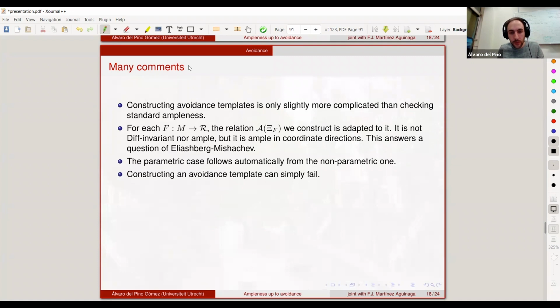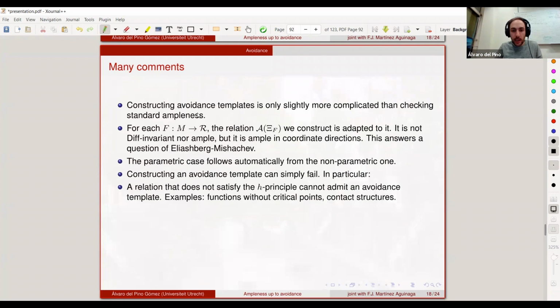Okay, kind of obvious comment as well is that you're running this argument, and at some point you may just fail. That would mean that you've tried to check ampleness and ampleness fails. Examples, of course, are whenever the h-principle fails, this must fail. For instance, what you can check, I think, is that if you apply this once to contact structures, then you get the empty set. So you carve everything out.